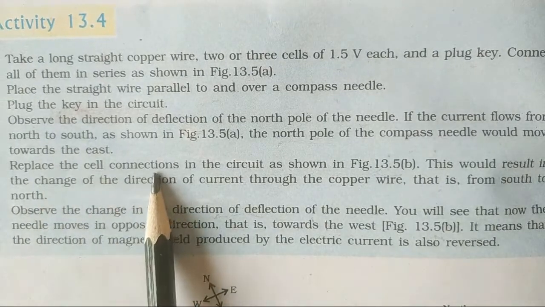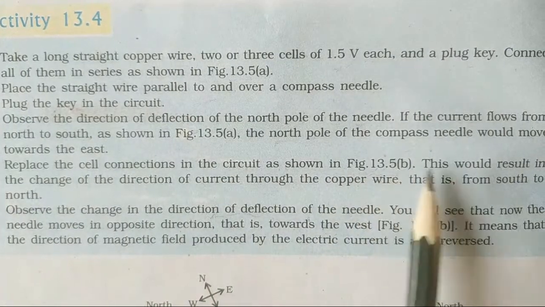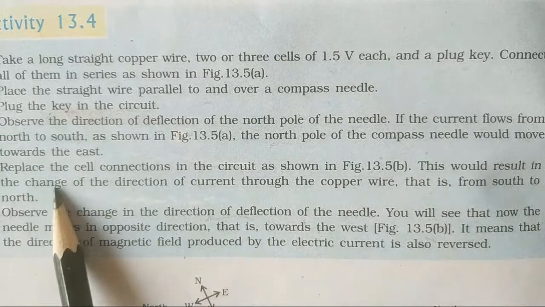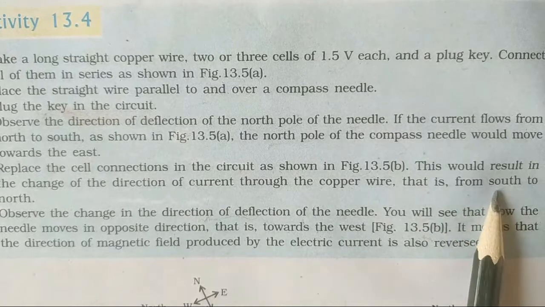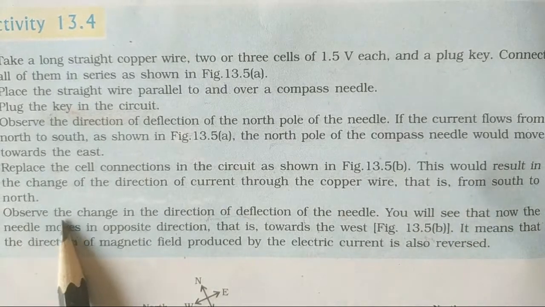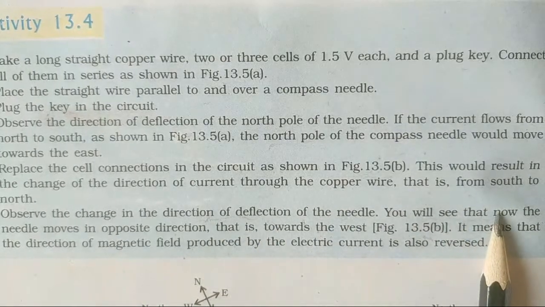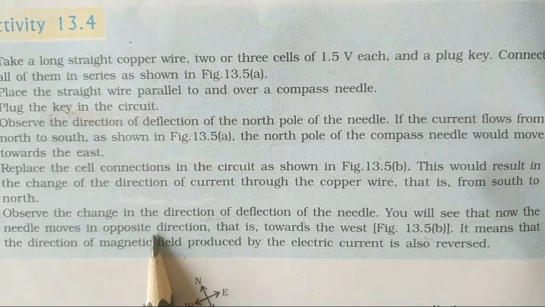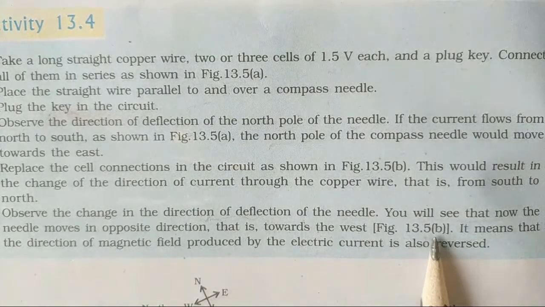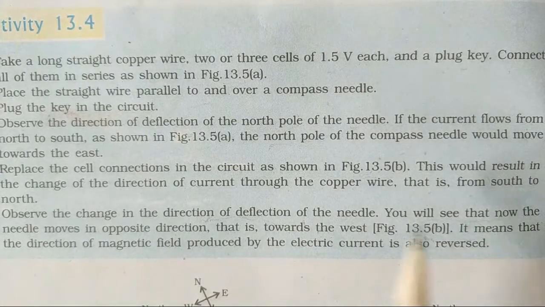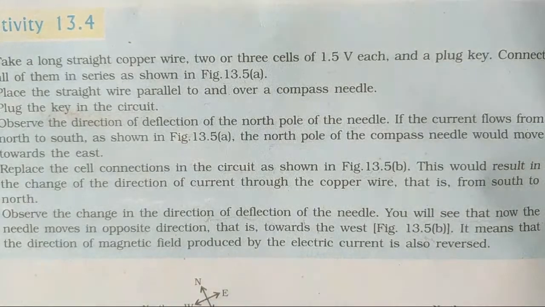Replace the cell connection in the circuit as shown in figure 13.5b. This would result in the change of the direction of current through the copper wire, that is from south to north. Observe the change in the direction of deflection of the needle. You will see that now the needle moves in the opposite direction, that is towards the west. It means that the direction of the magnetic field produced by the electric current is also reversed.